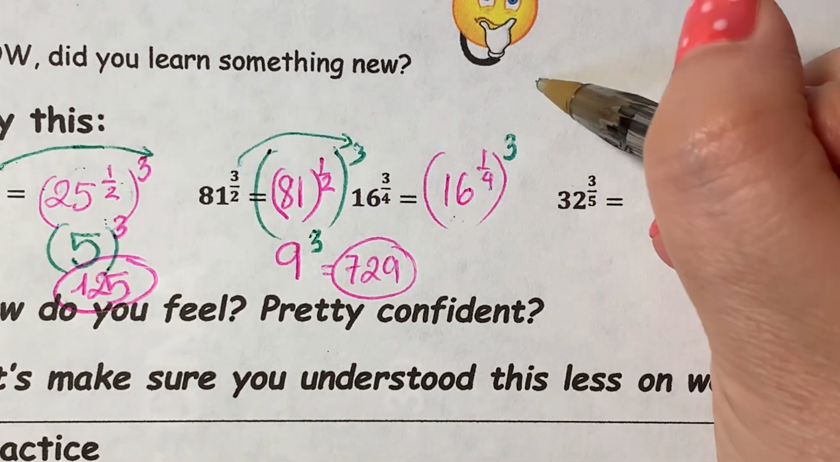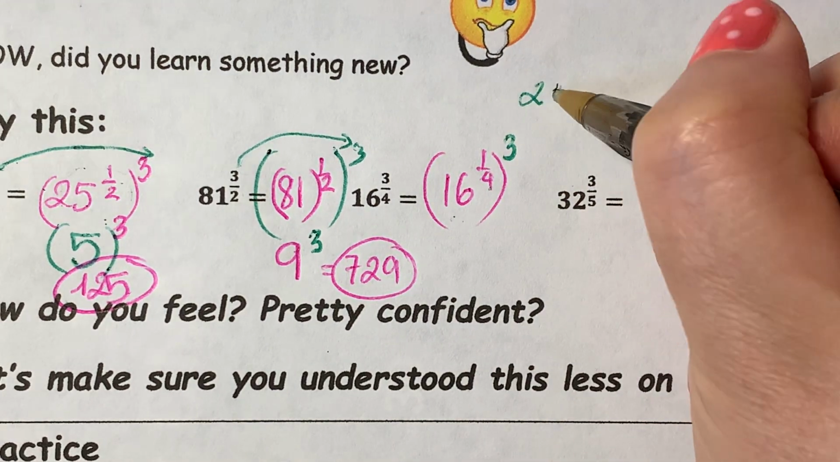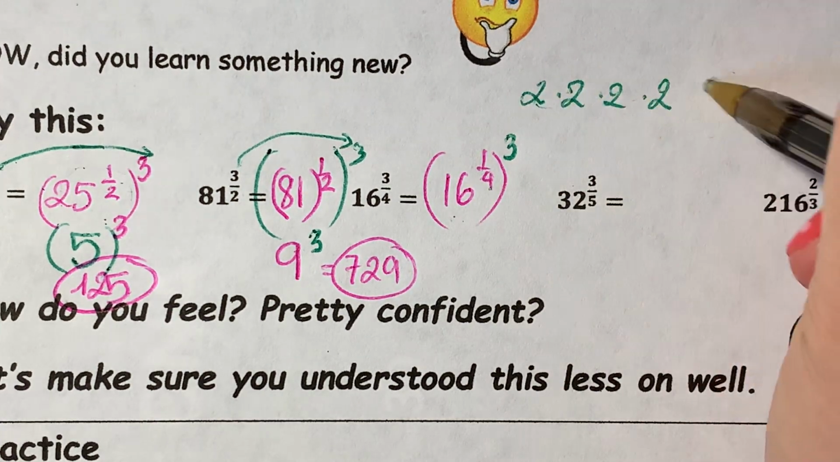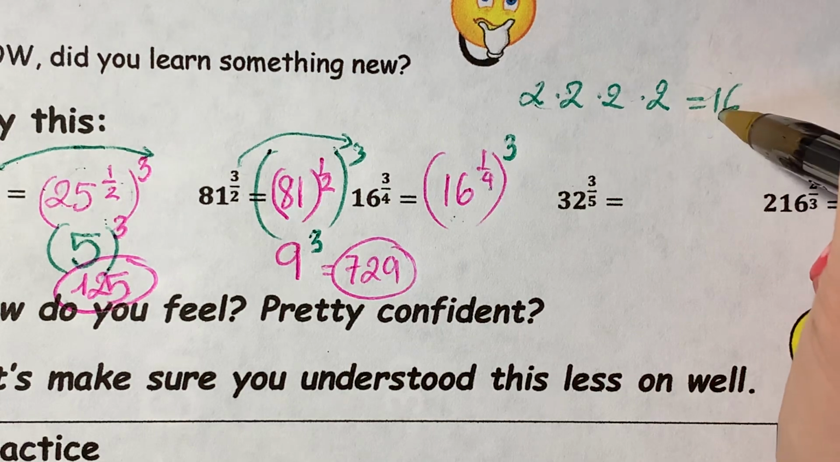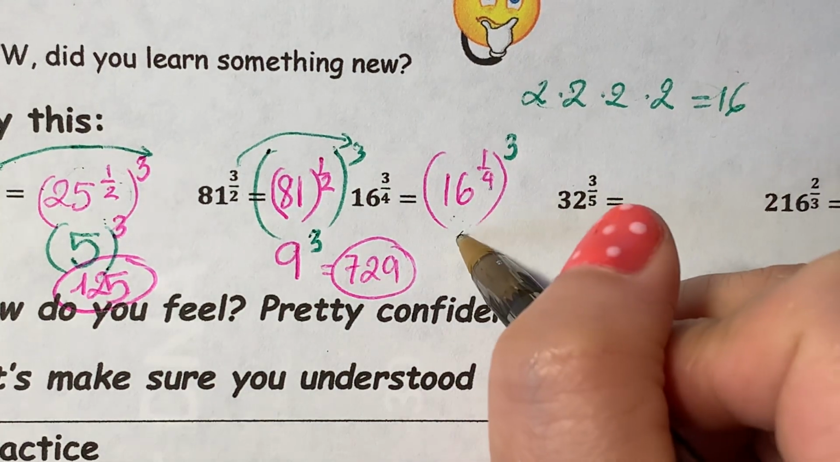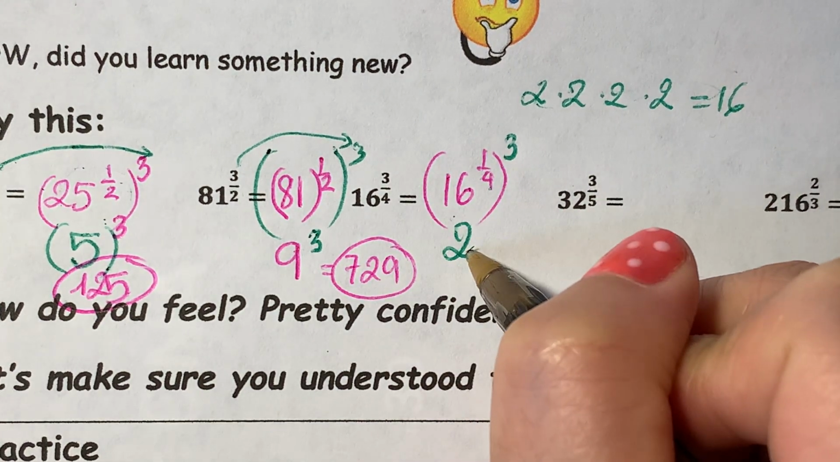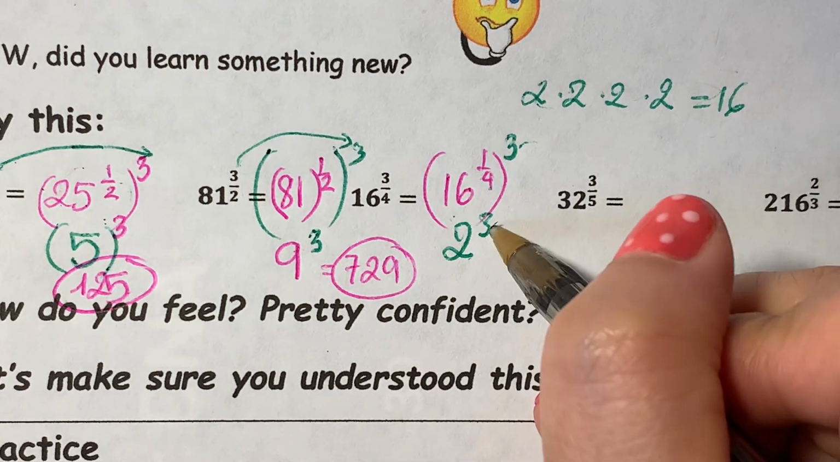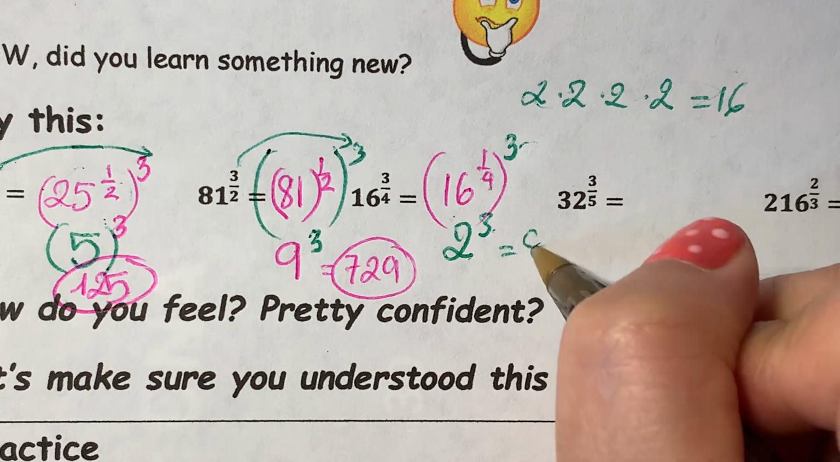Well, that had to be 2. Right? 2 times 2 times 2 times 2 will give you 16. Okay, so the 4th root of 16 is 2. And then we raise it to the 3rd power. 2 to the 3rd power equals 8.